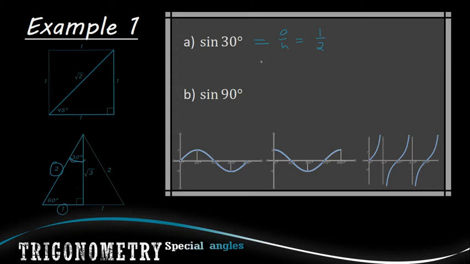That's the value for sine 30. And then for sine 90, we go to the sine graph. So this is our sine graph, and at 90 over here we have it as equal to 1, so sine 90's value is simply 1.